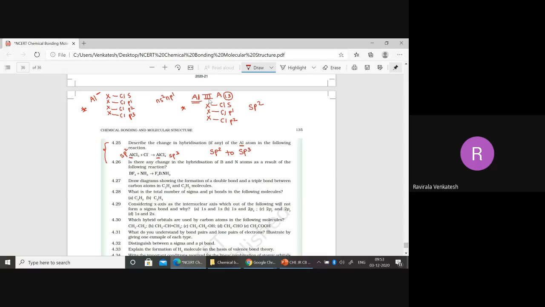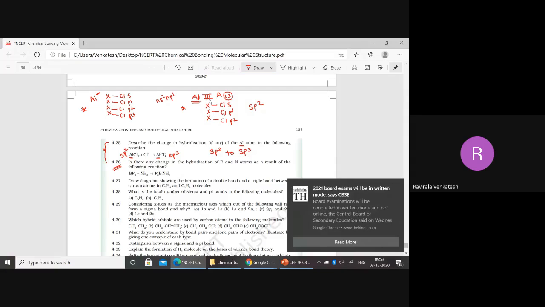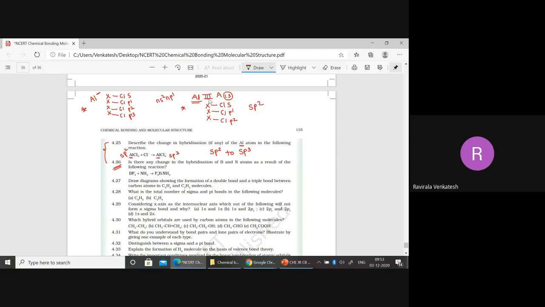Now let me take the same concept and apply it for 4.26. Change in the hybridization of boron and nitrogen atoms as a result of the following reaction. Is any change taking place? For boron and nitrogen atom. Here the space is very little, so I will take it on the PPT and explain this one. 4.26, I will explain on the PPT. All of you please listen.